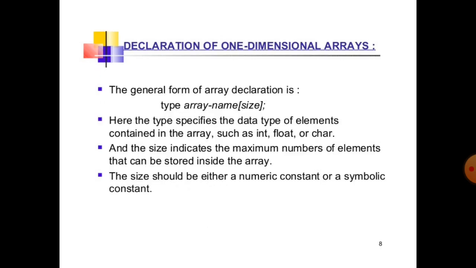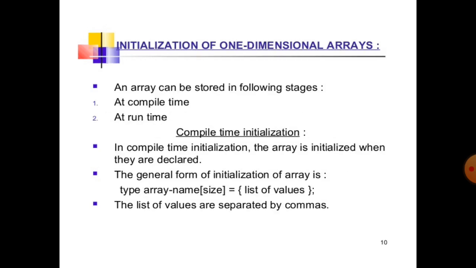Next is declaration of one dimensional array. The general form of array declaration is type, array name and size. Type means data type, array name means array name or variable name, and size is your array size. Here the type specifies the data type of elements contained in an array, such as integer, float or character, and the size indicates the maximum number of elements that can be stored inside the array. And third, the size should be either a numeric constant or symbolic constant.